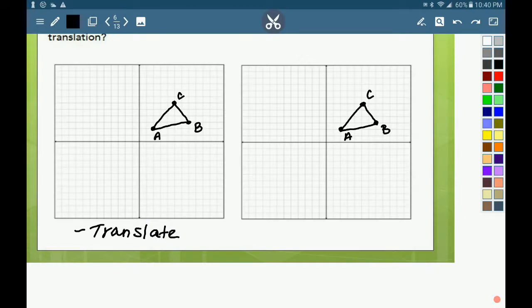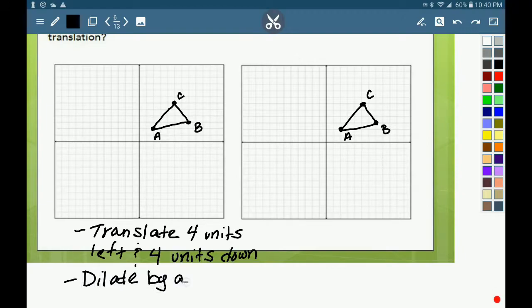the graph on the right. We'll do 4 units left, and let's go 4 units down. Then we'll dilate by a scale factor of 2. Okay, and remember, sometimes I like to abbreviate scale factor.